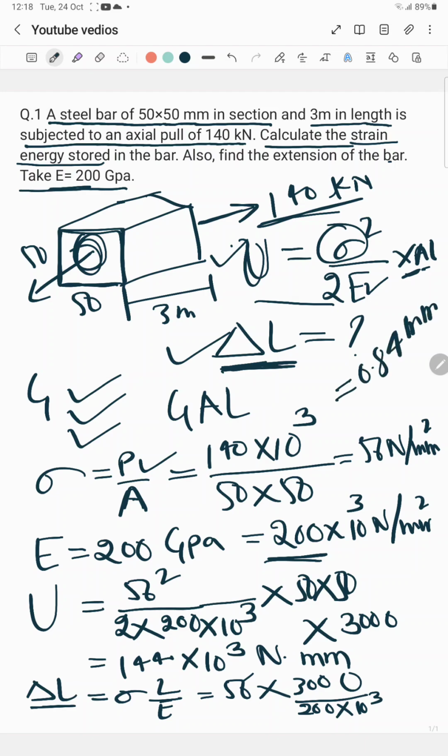Then we'll get the answer around 0.84 mm. So here we have calculated the strain energy, that is 144 into 10 to the power 3 Newton mm, and we have also calculated the value for the extension, that is delta L, and the answer is 0.84 mm.